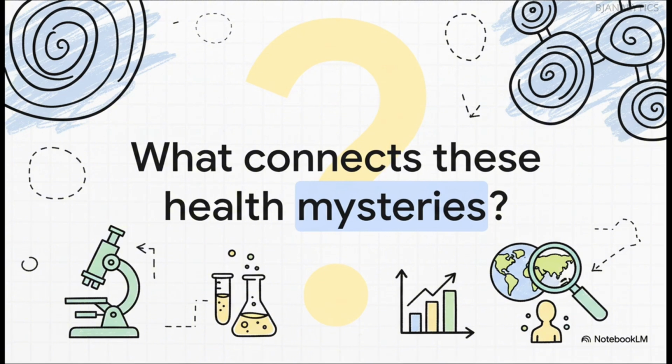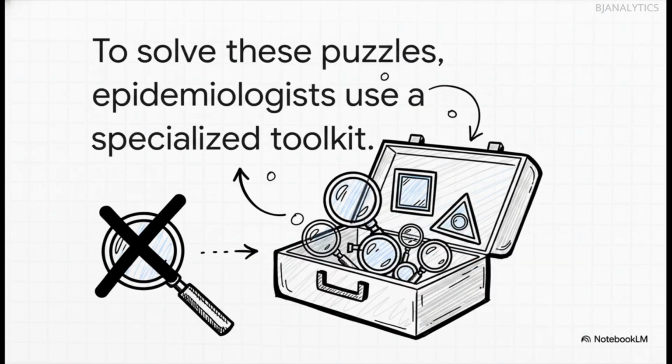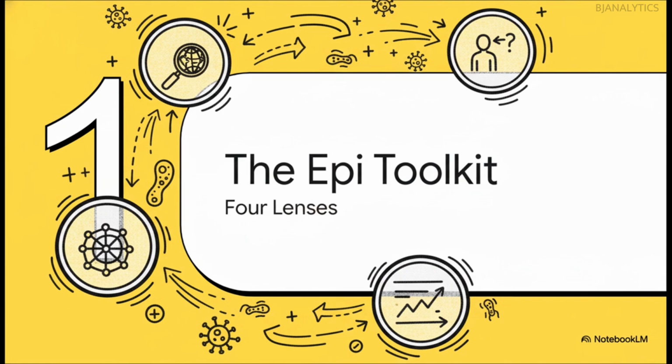These sound like medical mysteries, and they are, but they're exactly the kinds of puzzles that epidemiologists are trained to solve. And to get to the bottom of these, they don't just have one single method. It helps to think of epidemiology less like a single magnifying glass and more like a whole toolkit, you know? It's packed with all these specialized lenses, and each one is designed for a very specific kind of public health problem. So in this explainer, we're going to do just that. We're going to open up that toolkit and look through 4 of the most important lenses. We'll see how each one gives us a totally unique and really powerful way of understanding health and disease.